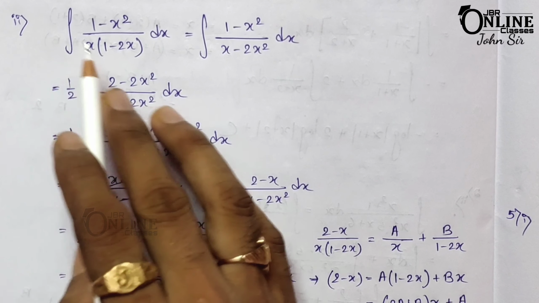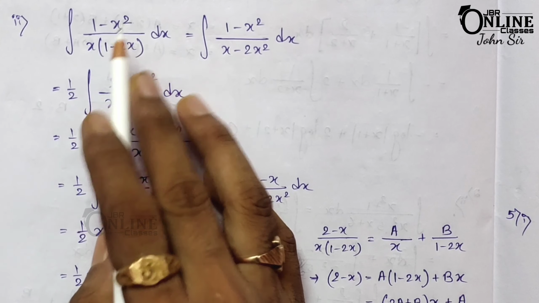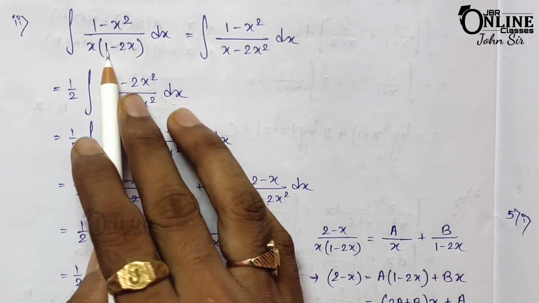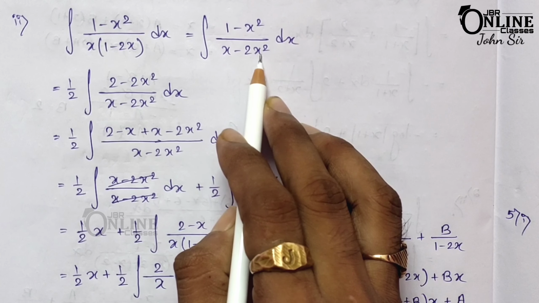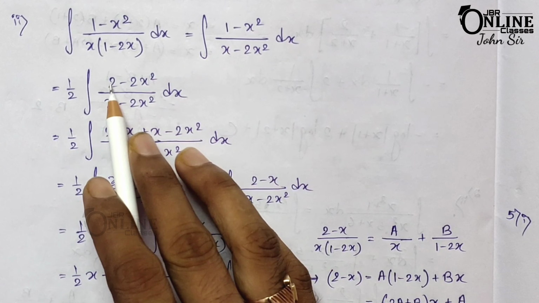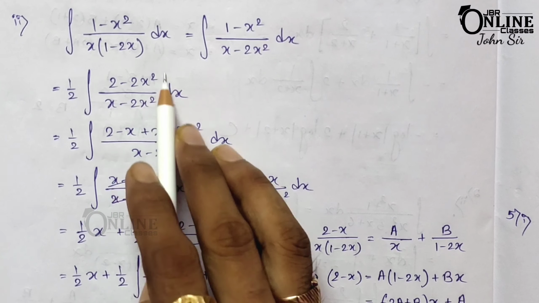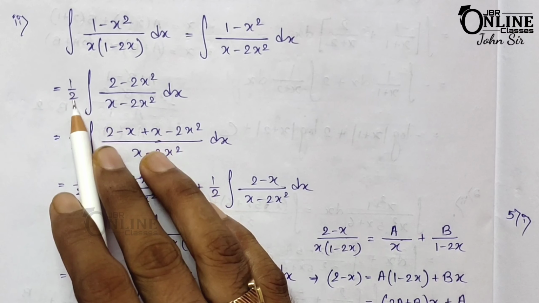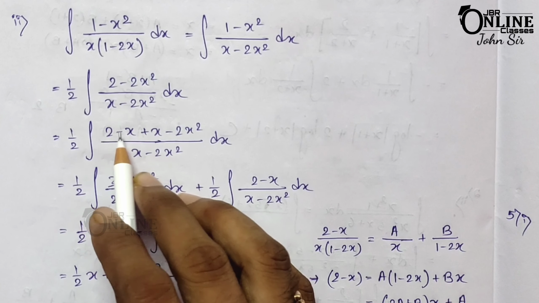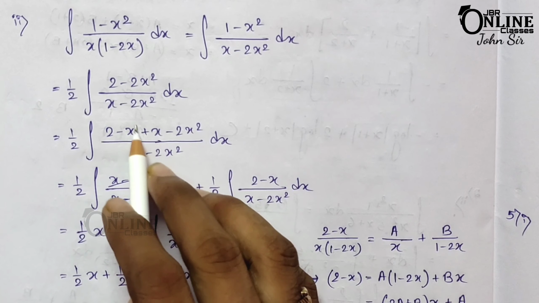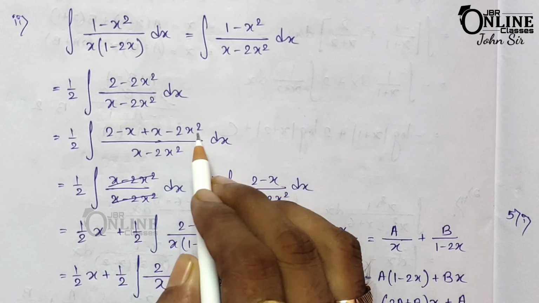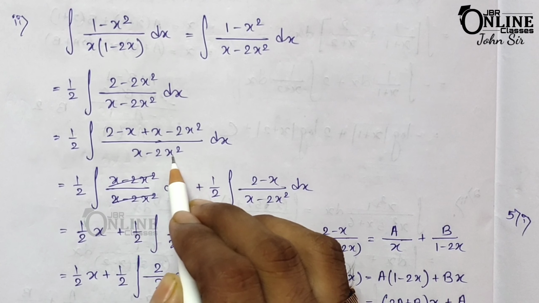Now sum number 3, 2. Integration 1 minus x square by x into 1 minus 2x. So first you have to multiply this one, it will be x minus 2x square. Okay, so now the upper one, if you multiply this one with 2, so it becomes 2 minus 2x square. And to adjust this 2, here I write down half and keep outside. So now it will be here 2 minus x plus x. Okay, I have added an x here, so minus x plus x adjusted, minus 2x square by x minus 2x square.